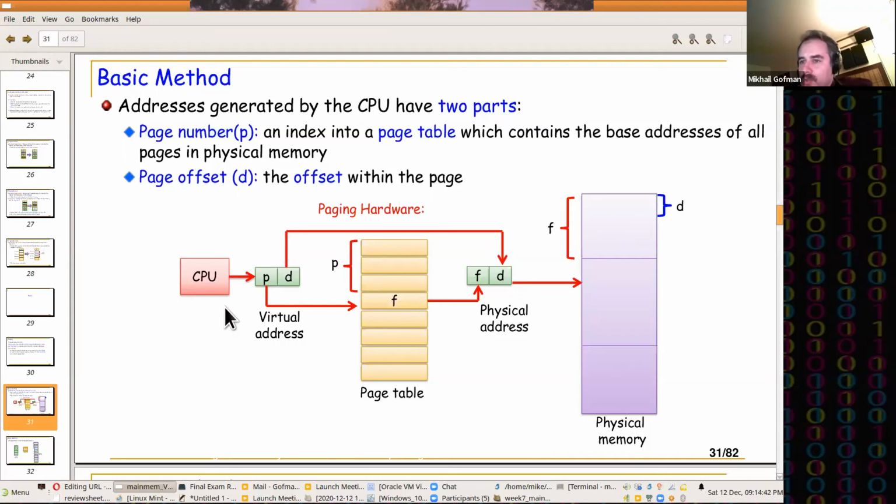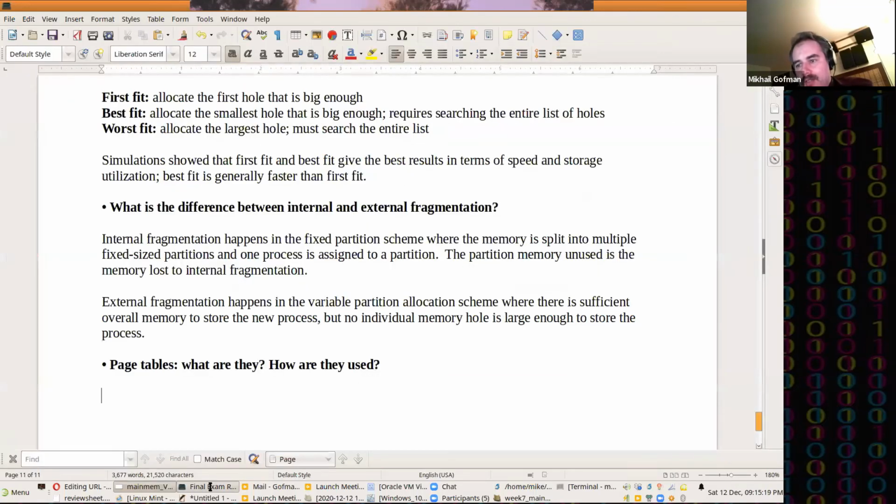So once again, process executes on the CPU, issues an address. That address is split into the page number and into the offset within the page. So the page number is used to index into the page table, and from the page table, we get the physical frame number, or the physical frame that stores the data from the specified page. And then we access that physical frame number in RAM. And inside the frame, we access this offset. Okay, that's basically the idea behind paging.